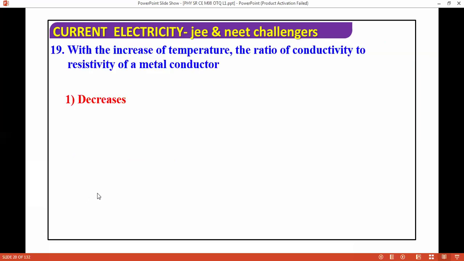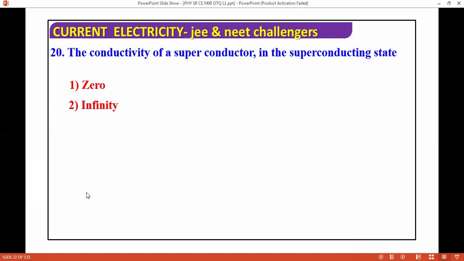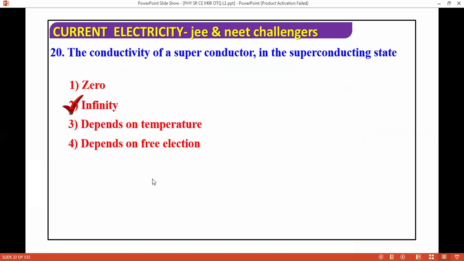Next question: with increase of temperature, the ratio of conductivity to resistivity of a metal conductor is? All of you know sigma, all of you know rho. Write the relation of sigma, write the relation of rho, and then you can do this question easily. The ratio of conductivity to resistivity will decrease on increasing temperature. Next: the conductivity of a superconductor in the superheating state is, a very good question, infinity. Next question.